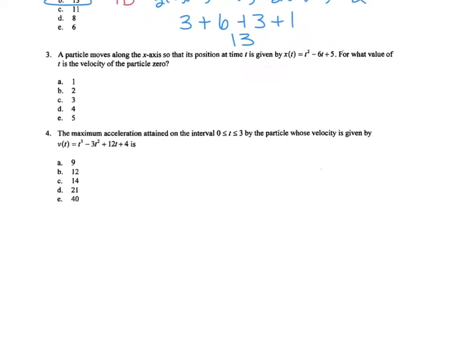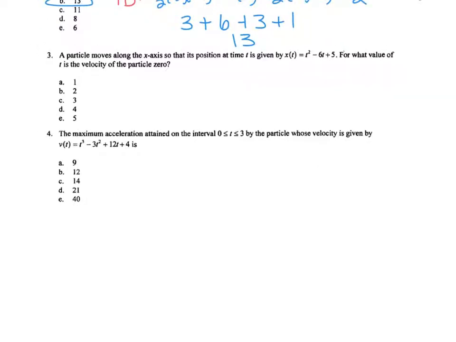Number 3 says, a particle moves along the x-axis so that its position at any time t is given by x of t. Remember, in x of t, we can think of this as s of t. For what value of t is the velocity of the particle 0? Well, if this is position, we find the velocity by taking the derivative of position. So the velocity would be 2t minus 6. And we want to know, when is the velocity of the particle 0? So it's not time 0, it's when is velocity equal to 0. So we set this equation equal to 0, and we would get time 3.